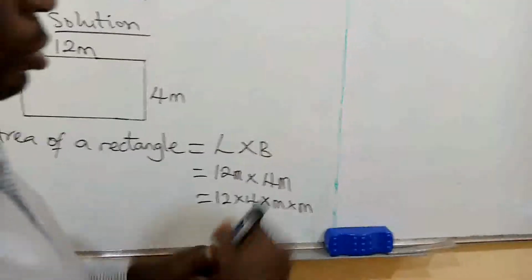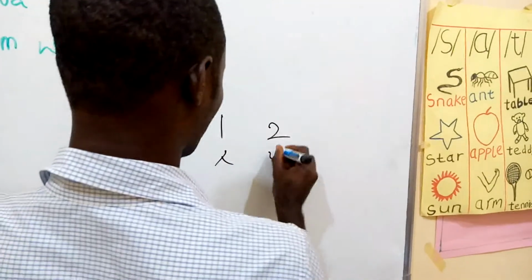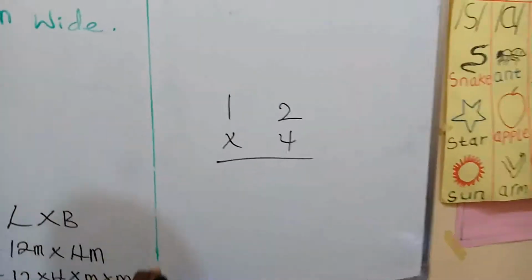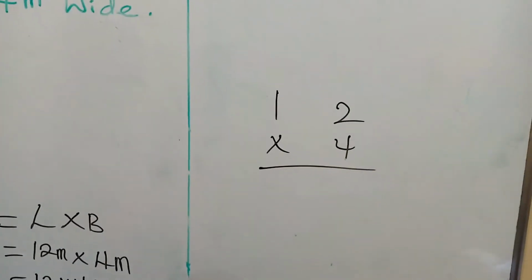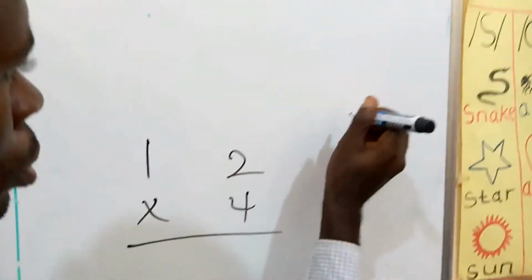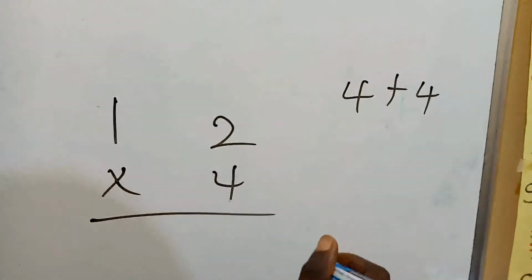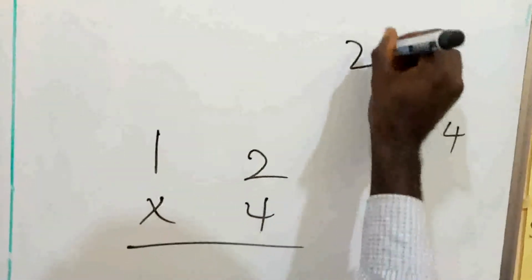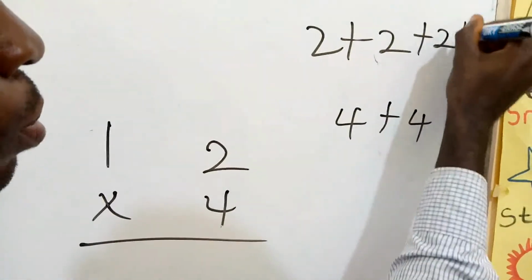12 times 4. Make your work easy. This is 4 times what? 4 times 2 is what? There are 2 groups of 4 or 4 groups of 2. Let's take 2 groups of 4, that is 4 plus 4. Or you can use either way, either 4 plus 4 or 2 plus 2 plus 2.